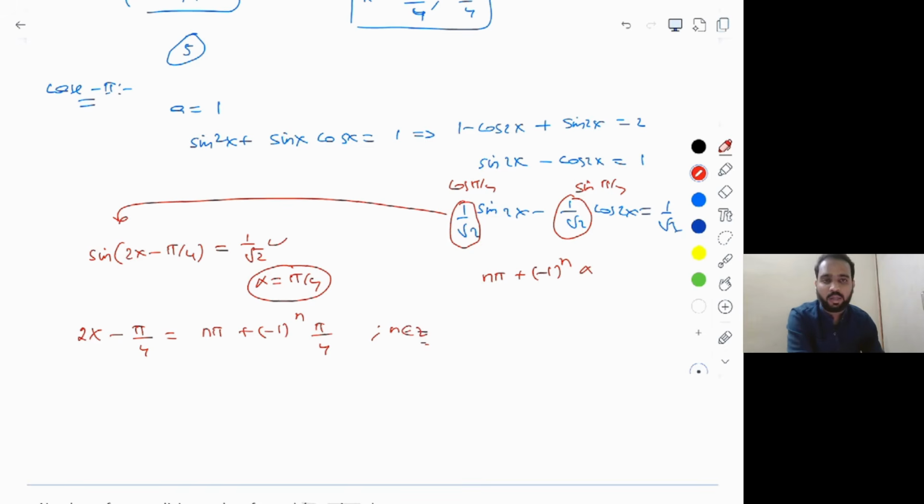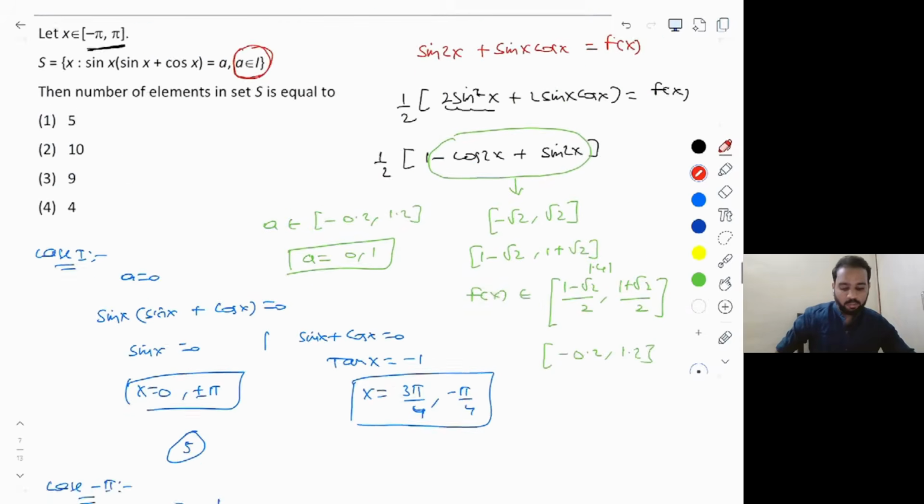Now, what is your work here now? You will start putting n is equals to 0 plus or minus 1 and check for the values of x. Okay, n is equals to 0 plus or minus 1 plus or minus 2 and so on. And you won't get many values here. I think only 3 to 4 values you will get. Maybe like 3 to 4 cases you have to check. Remaining cases anyhow will not work out because it exceeds the given interval minus pi to pi.